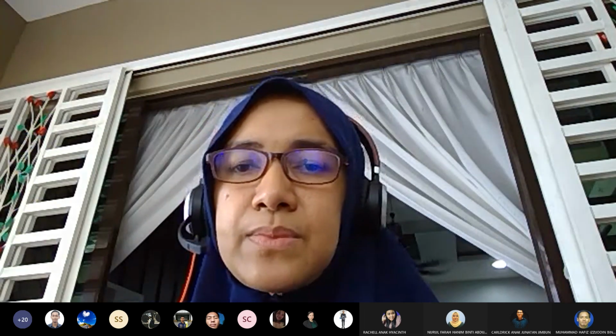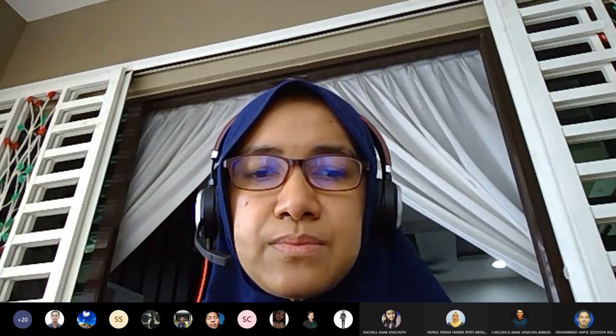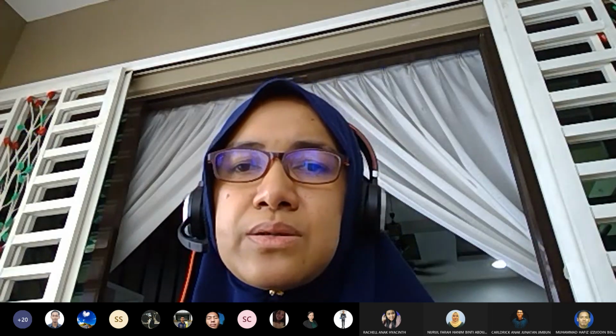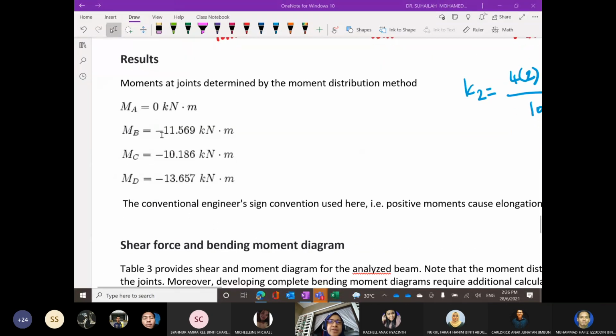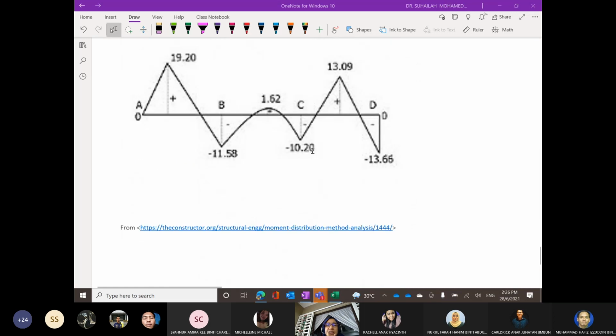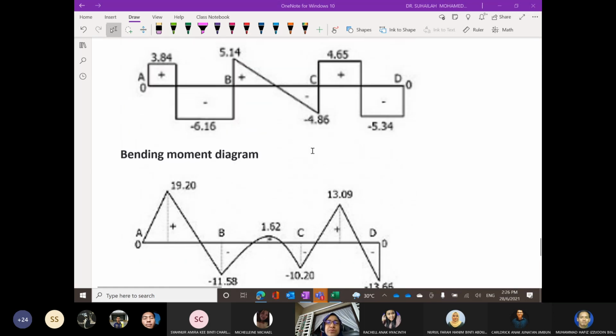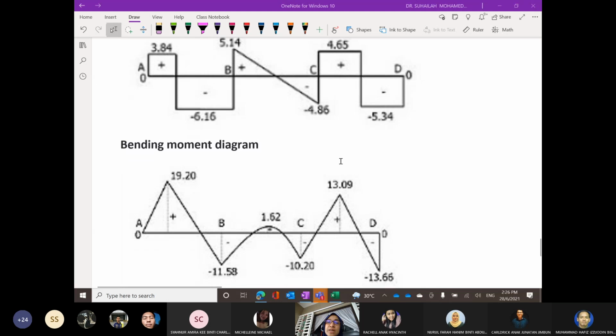So the concept first. Okay, let me share the screen again. Okay, the answer is correct, 13.65 just now. Okay, after this, using the result that we have got just now, just draw the shear force diagram and bending moment diagram.